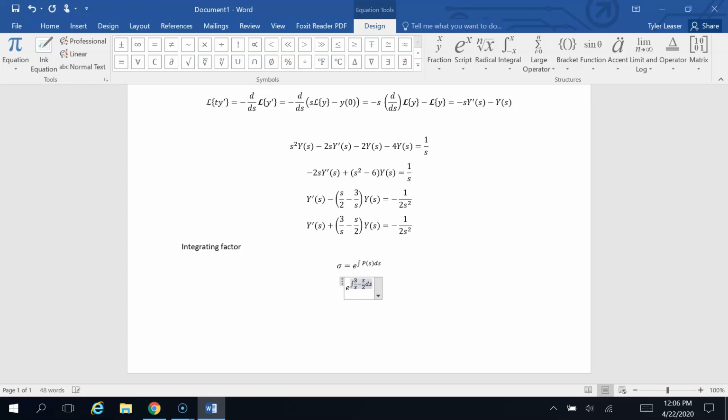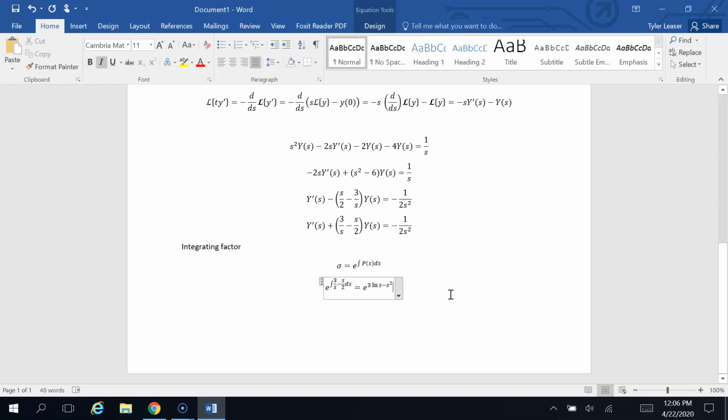This, just doing the antiderivative for, equals 3 over s is going to go to 3 natural log s, and then s over 2 is going to go to s squared. All right, we're going to use some powers of exponents here and split this e up. We're going to have e to the 3 natural log s times e to the negative s squared. You could also move that e to the denominator as a positive s squared if you really wanted to.